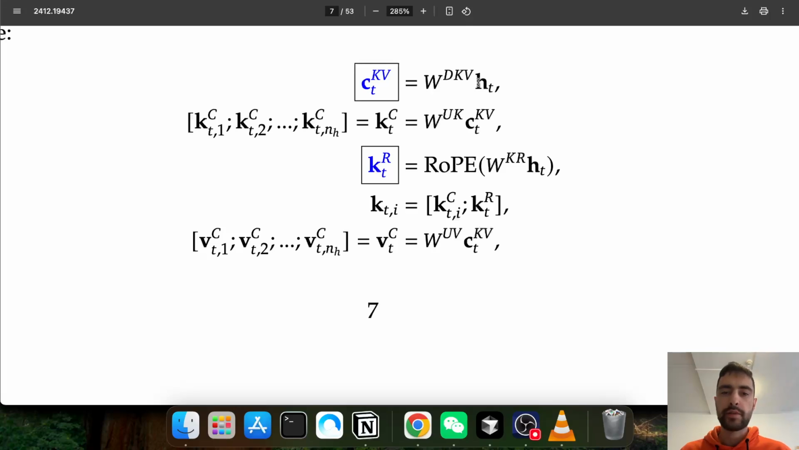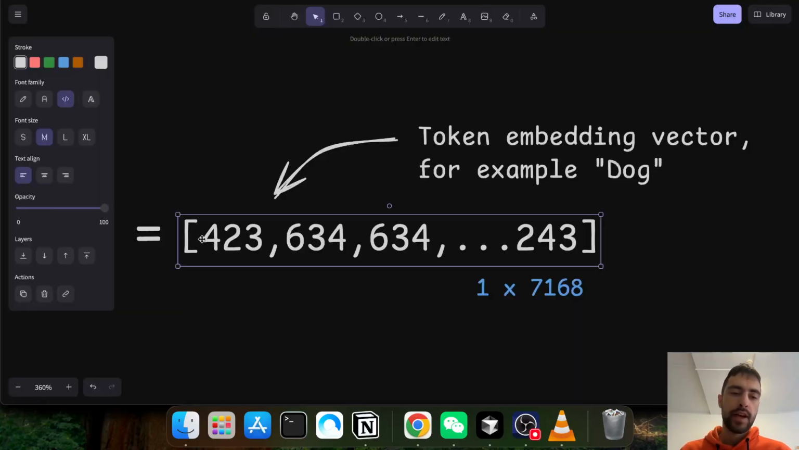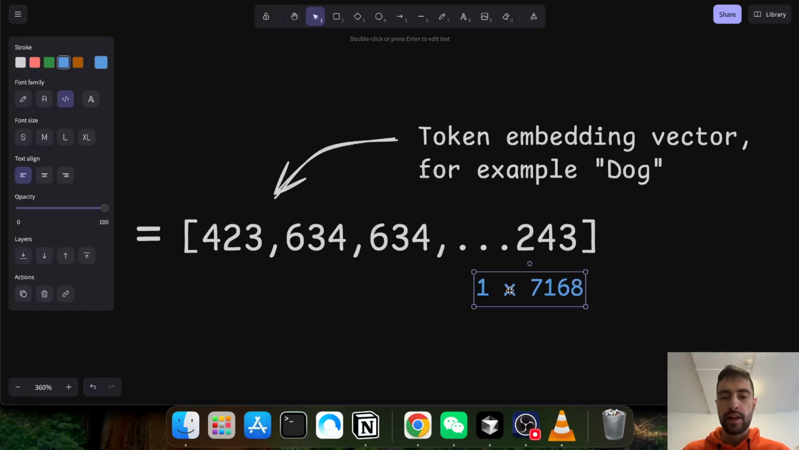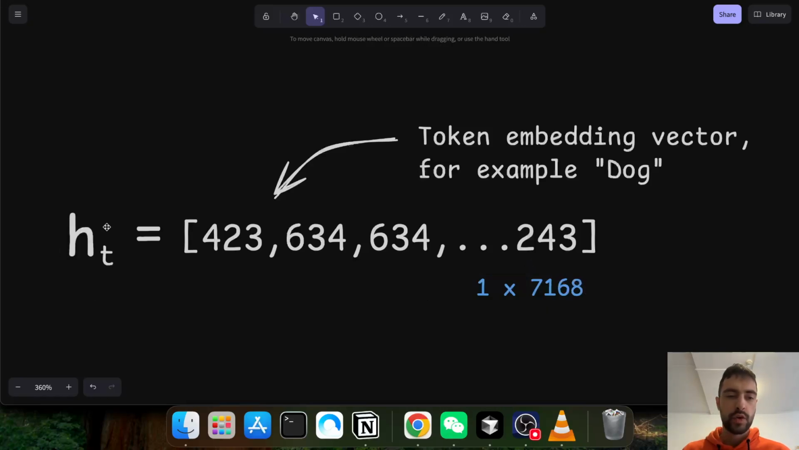So let's start from this HT. This HT is just the input embedding vector. So I wrote here token embedding vector, for example dog. So we have some token dog and its embedding vector. Length, I think in DeepSeek it's 7168. So HT is this embedding vector.